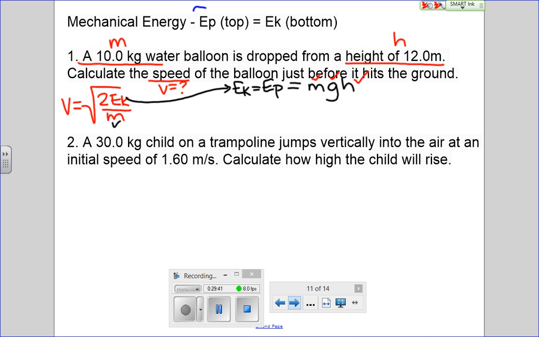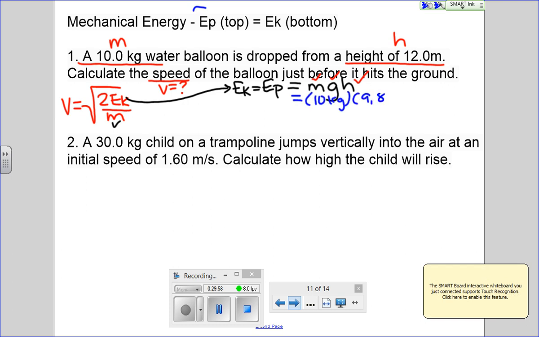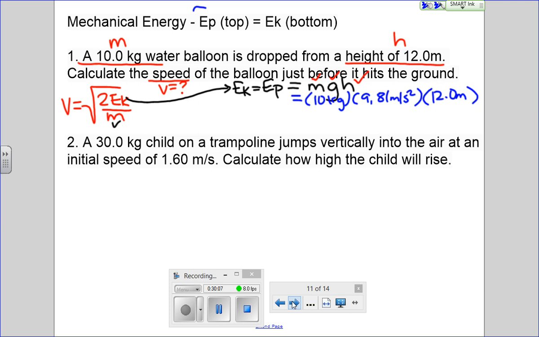So in this question, you'll actually have two steps. The first thing that you'll do is calculate potential energy. So I will do mass, 10 kilograms, times the acceleration due to gravity, 9.81 meters per second squared, times the height, 12 meters. That's going to tell me potential energy. So the number that you get for this step is 1,177.2 joules.